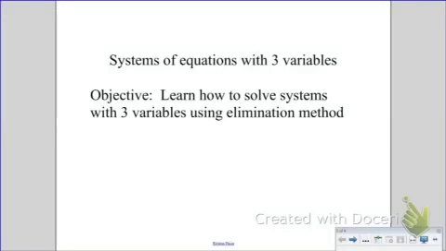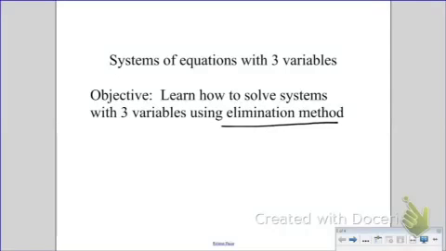This lesson is going to show you how to deal with a system of three variables. And due to having three variables in the equations, we're going to be having three different equations. Otherwise, it wouldn't work out. Two equations for two variables, three equations for three variables. The way we're going to do this is elimination.